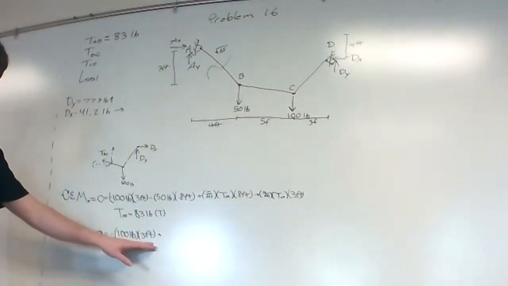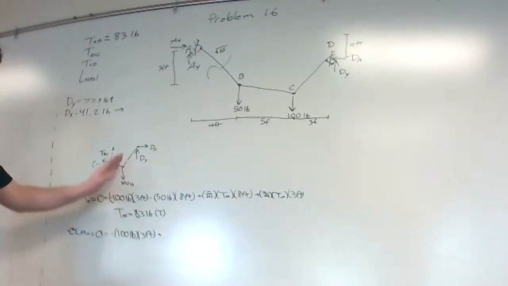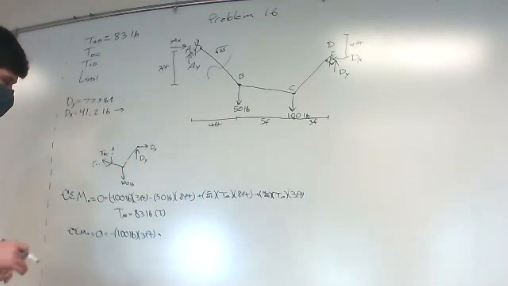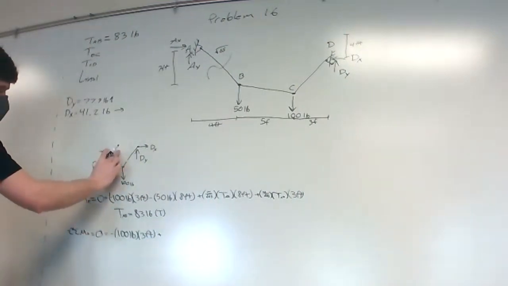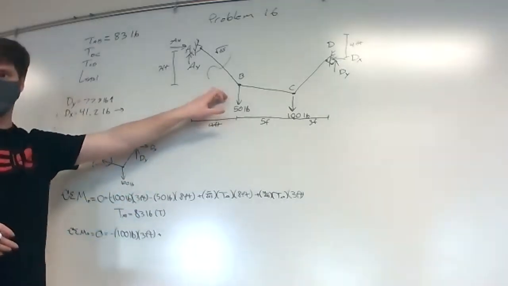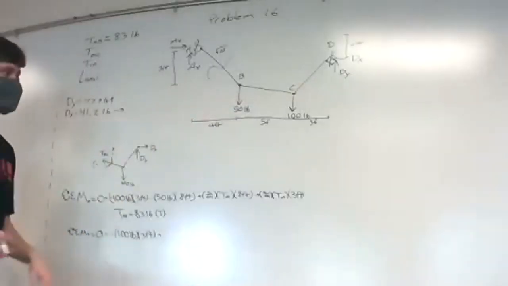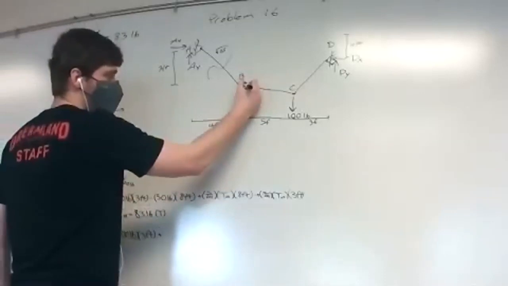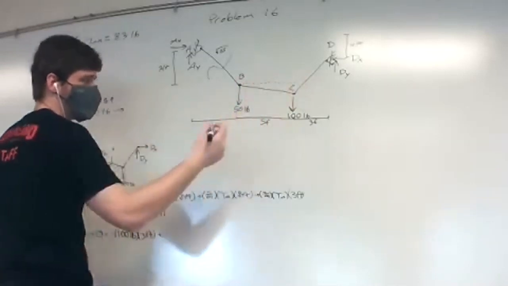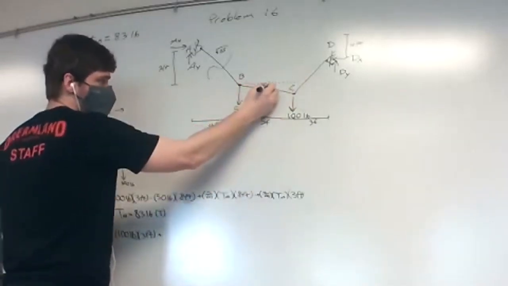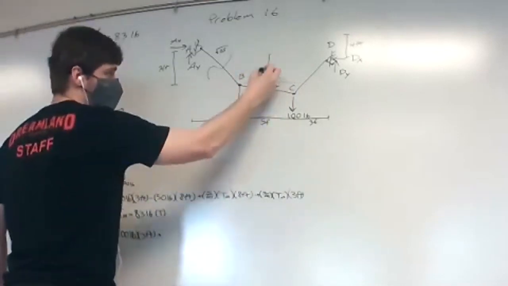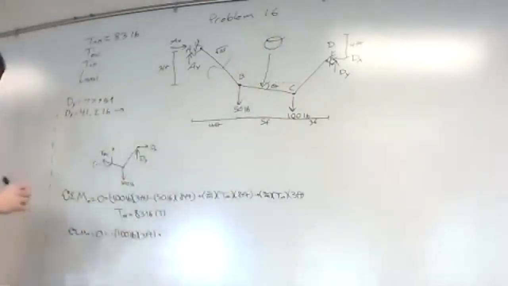So we'll have the minus 100 pounds times 3 feet. That comes from here, going from C to D. And then we're going to have our components. For this problem, since we don't have a vertical dimension for BC, we can do something tricky with angles. We can say that there is an imaginary line like that, and that we have this angle theta.